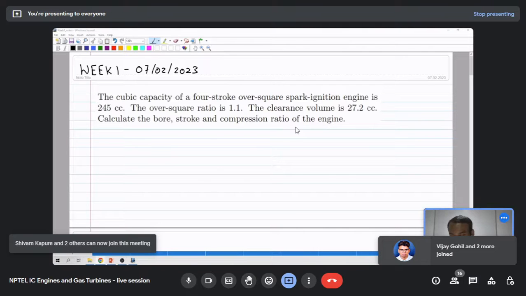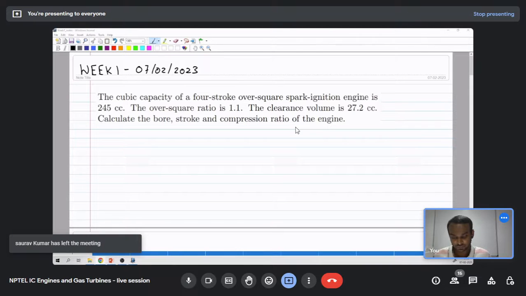Okay, I will start with the first problem. The cubic capacity of the 4-stroke over square spark ignition engine is 245 cc. The over square ratio is 1.1. The clearance volume is 27.2 cc. We have to calculate the bore, stroke and compression ratio of the engine.